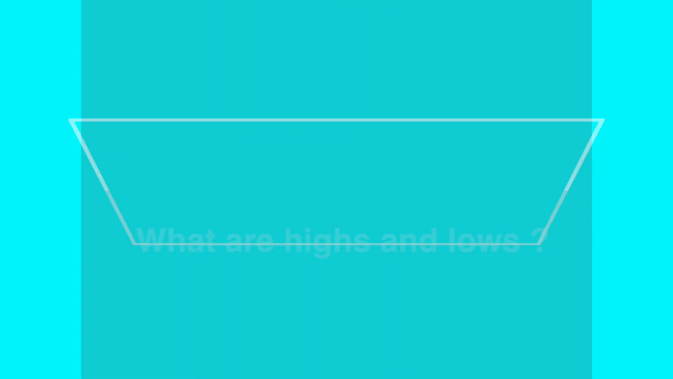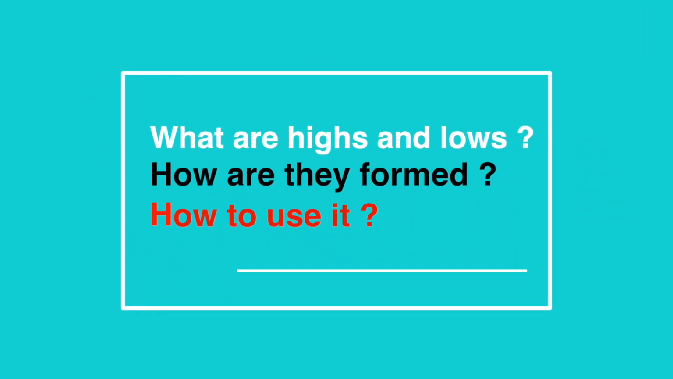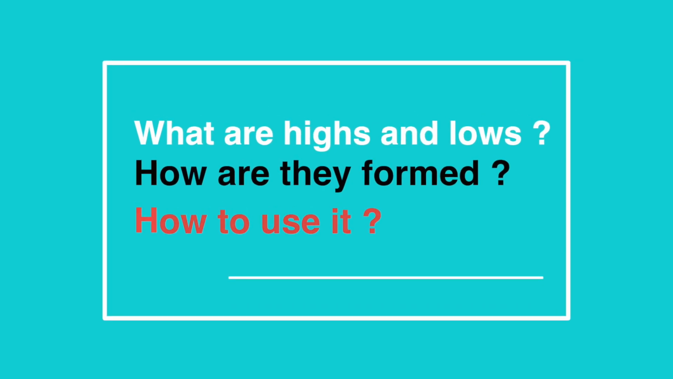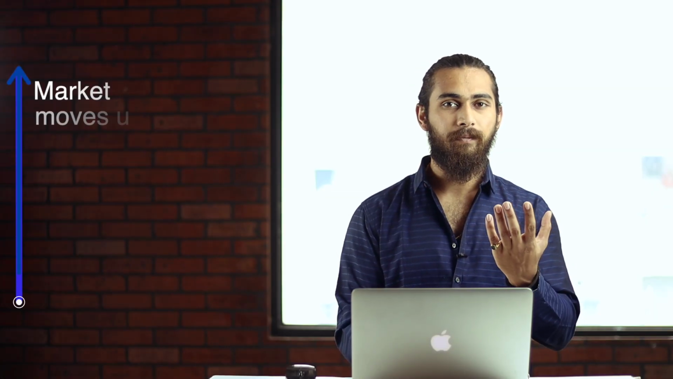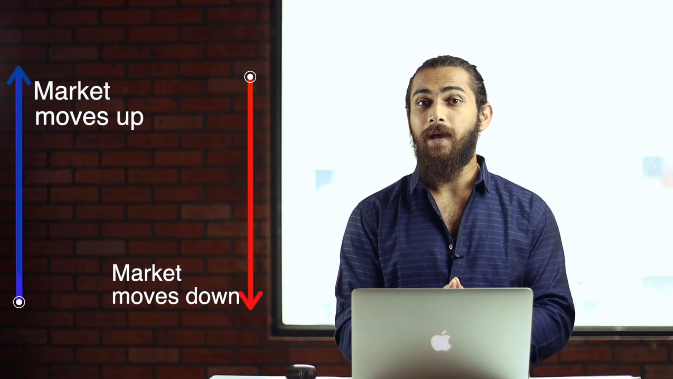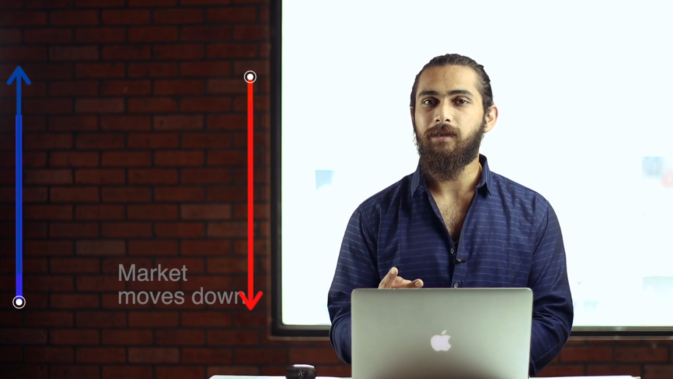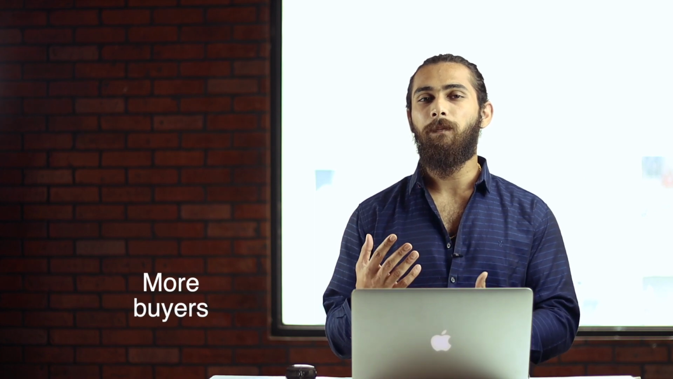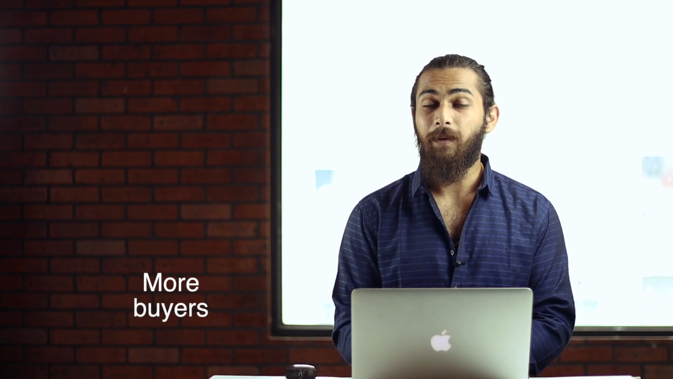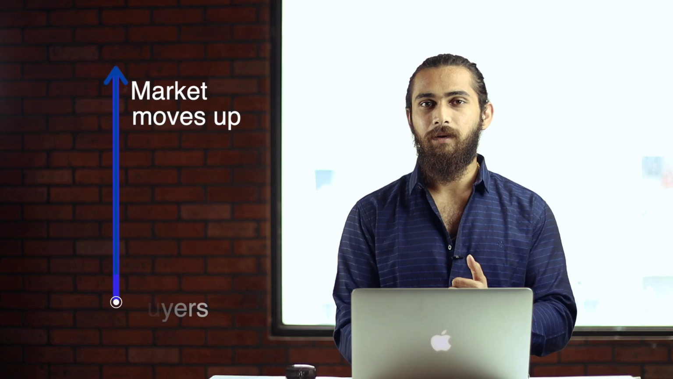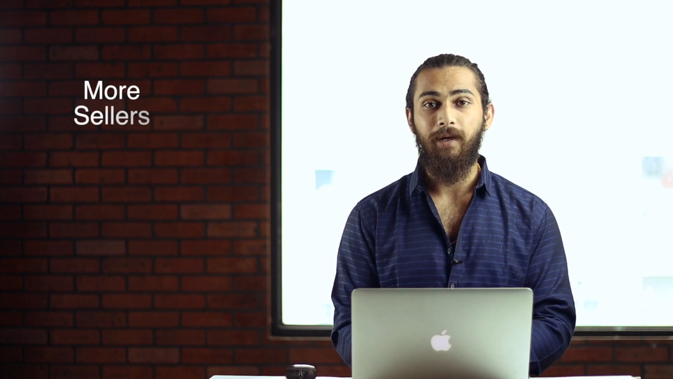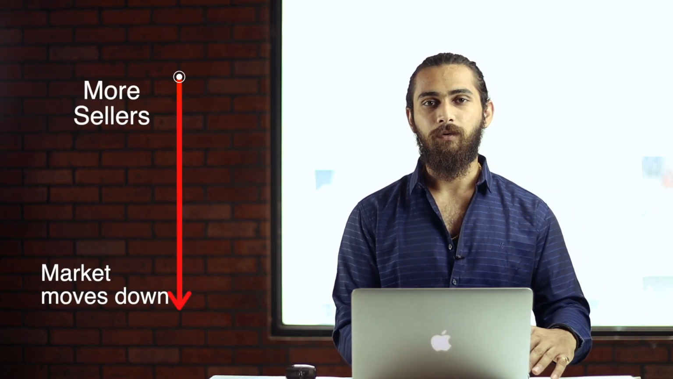So let us first start by understanding what are highs and lows, how are they formed, and in the end I will tell you how to use it with your technical analysis. Whether the market moves up or it moves down, it happens because of buyers and sellers. What I meant is when there are more buyers in the market, the price moves up, and when there are more sellers in the market, the price moves down.